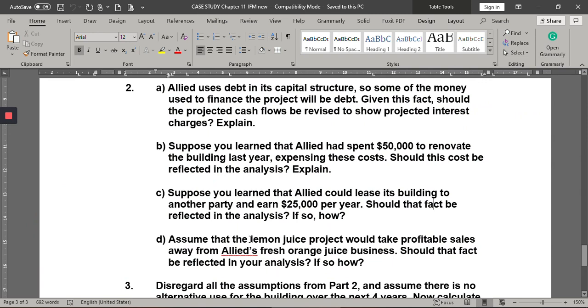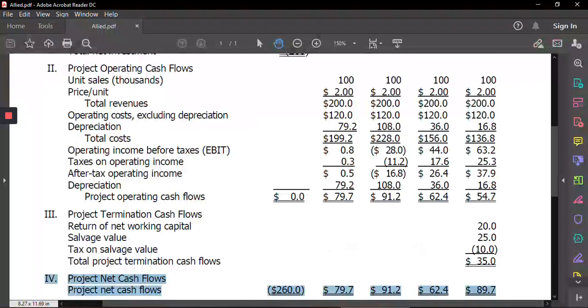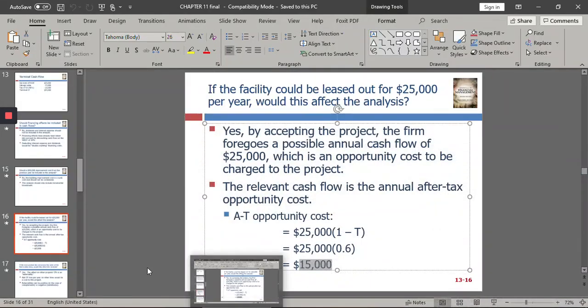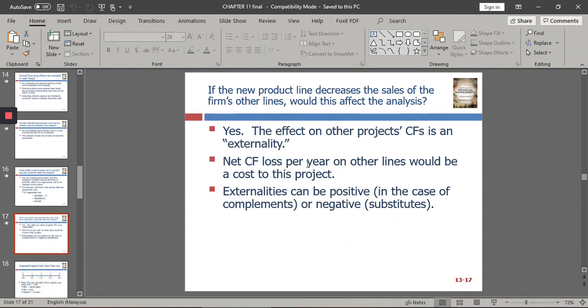Assume the lemon juice project would take profitable sales away from your fresh oranges business. Should the fact be reflected in your analysis? If so, how? So class, this is what we call externalities. Net cash flow loss per year on the other lines would be a cost for this project. The loss because of the new line of products we have released becomes a cost for the project.